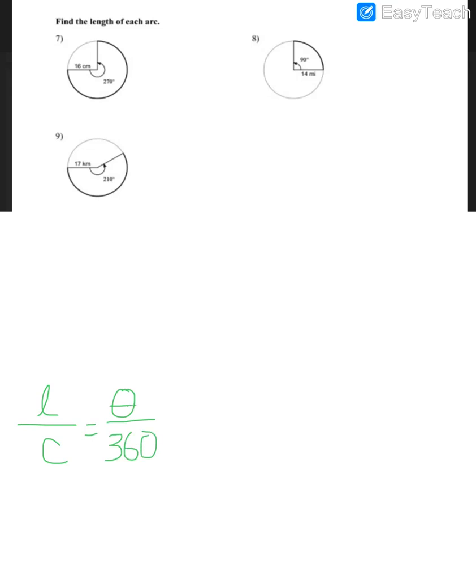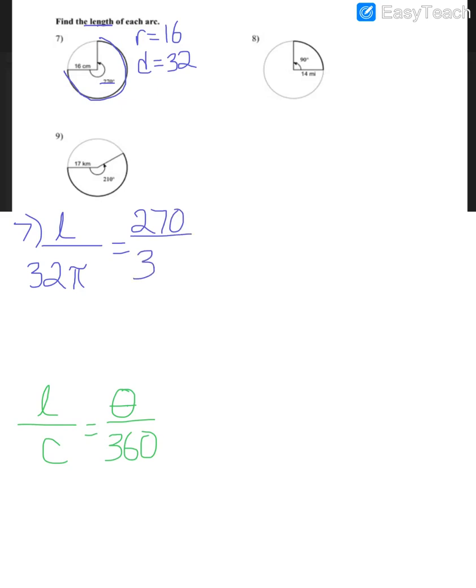I'm just going to go down here for number 7. We don't know the length, but we're trying to find the length of this arc from there to there. So we're going to put length over the circumference. Remember, it's pi times diameter. This one has a radius of 16, meaning the diameter would be 32. So over 32 pi equals the angle that we're given, 270 over 360.